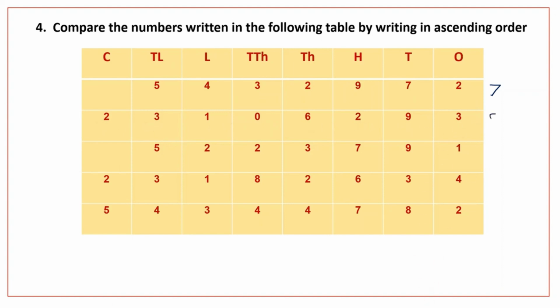So that is 8. Let's write 8. Then the third one, 1, 2, 3, 4, 5, 6, 7. There are 7 digits. Next number, 1, 2, 3, 4, 5, 6, 7, 8. There are 8 digits and the last one also is 8 digits as you can see.